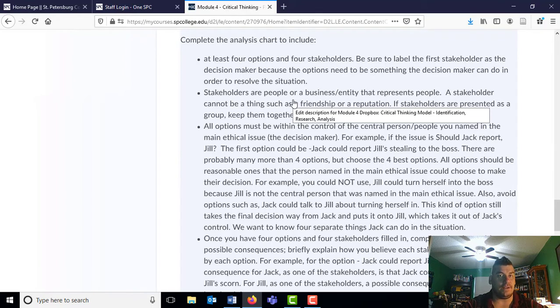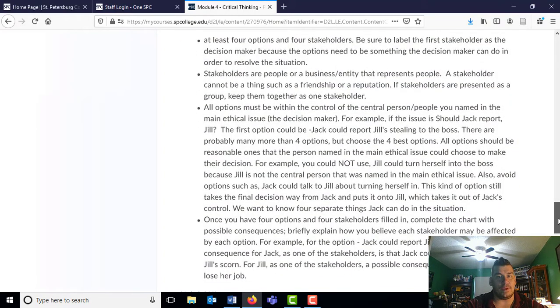Now, sometimes you'll find enough people in the case to get 4. If not, you may have to think outside of the people who are actually listed and think of other people who may be affected, okay? You never know, like friends, family members, coworkers, stuff like that, depending on the situation, okay?